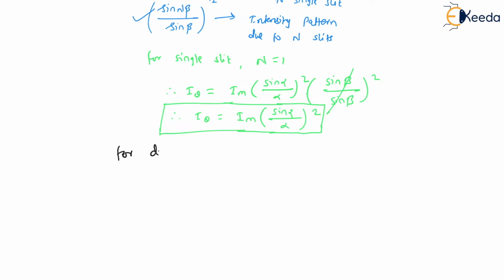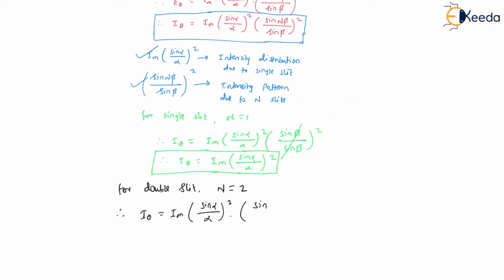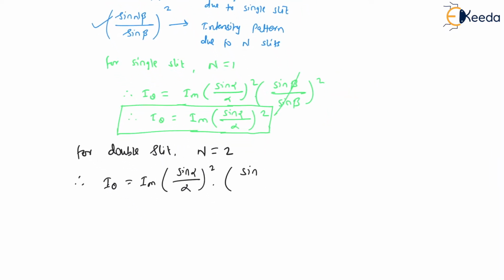So here I'll write for double slit, the value of n is what? It is 2. So now substitute n equal to 2 in the equation. So I theta will be equal to Im into again (sin α by α) bracket square into sin nβ. So here it will be sin 2β divided by sin β, bracket square.